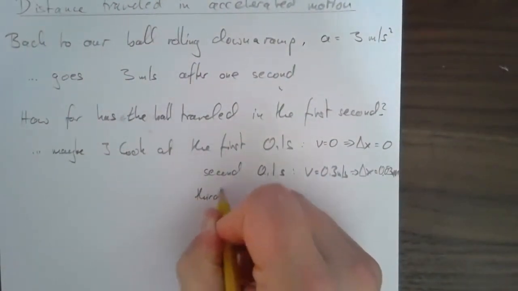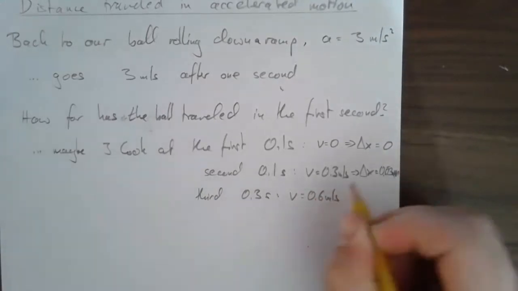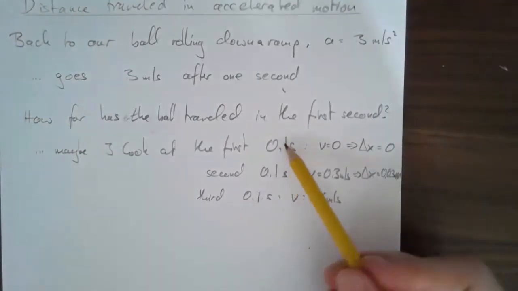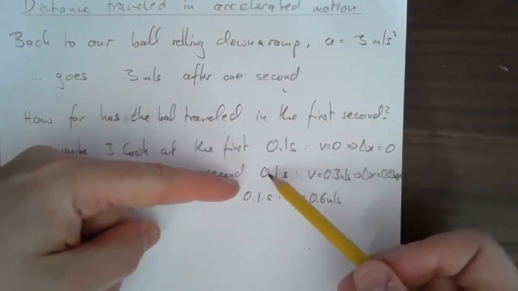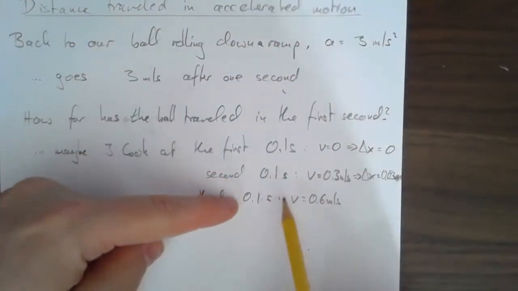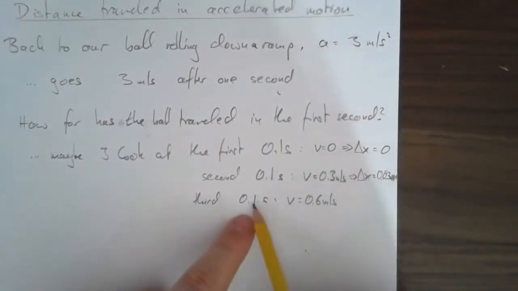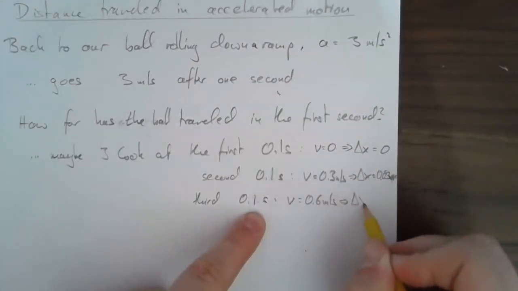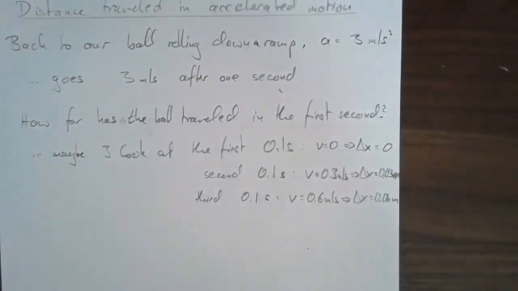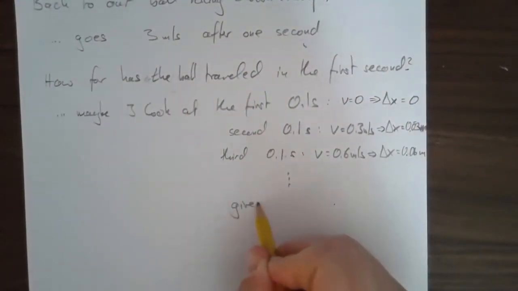Then during the third tenth of a second, my velocity is now 0.6 meters per second, because 0.2 seconds have already passed. So we've acquired a speed that's 0.2 times 3, which is 0.6. That's why at the beginning of the third tenth of a second we're going 0.6. During that small 0.1 second interval we're going 0.6, so we will travel a distance of 0.1 times 0.6, which is 0.06 meters. And we could keep going like that, and that would give us a fairly good approximation of the distance traveled.